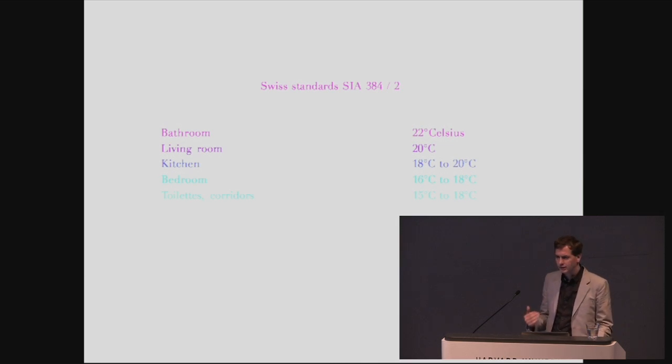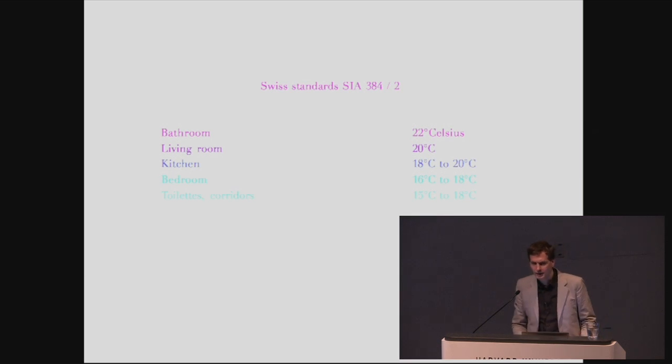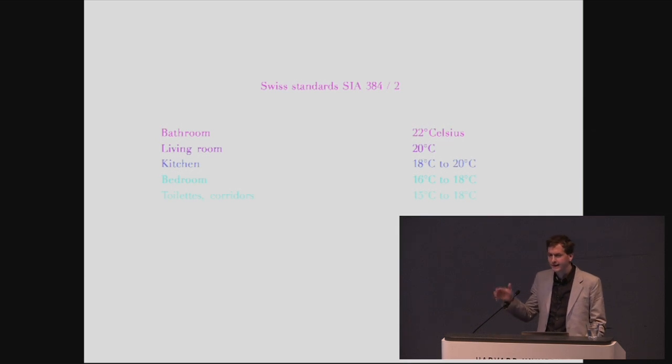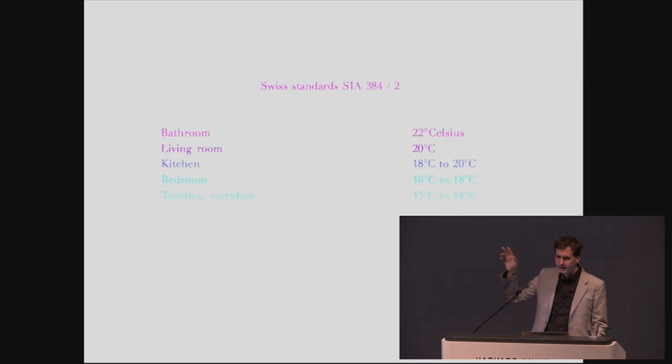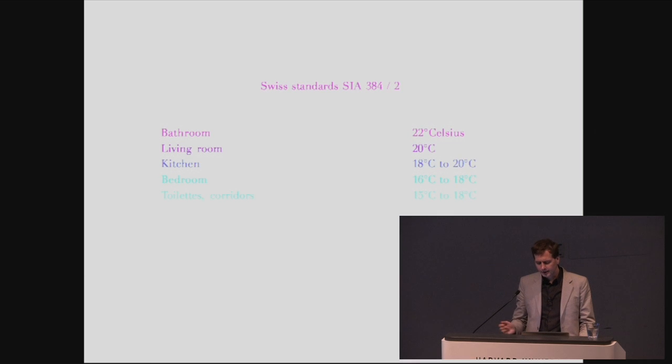So 22 is better. This is not my data. This is some Swiss recommendation. It's just the idea that if all the bedrooms are warmed only at 16 degrees Celsius and not at 20, you will economize 4 degrees in each bedroom in Switzerland and in Europe. And then you will economize at the end of the day a lot of oil and reduce the greenhouse gas emissions.